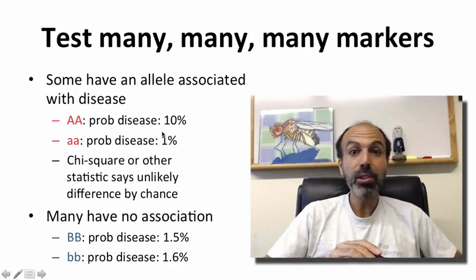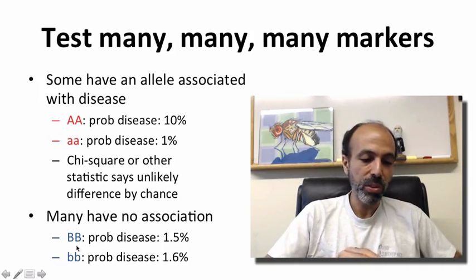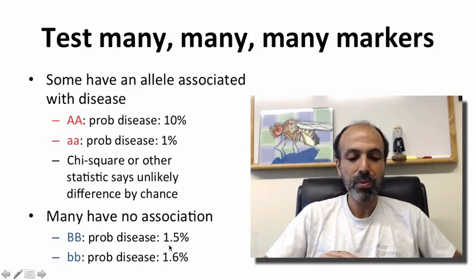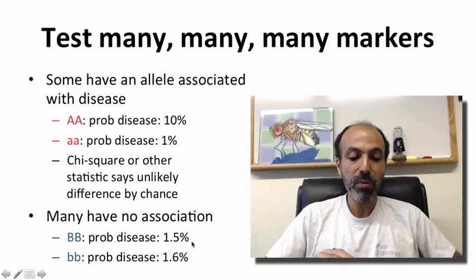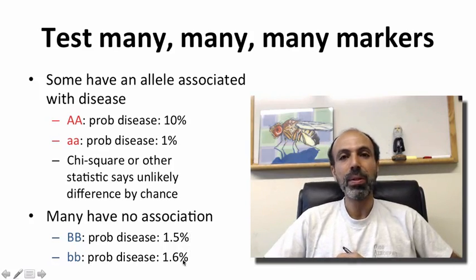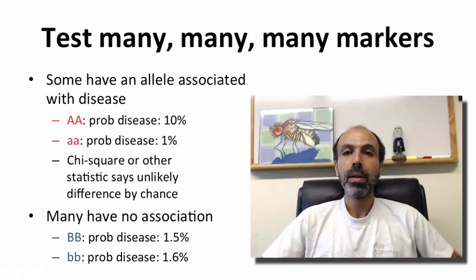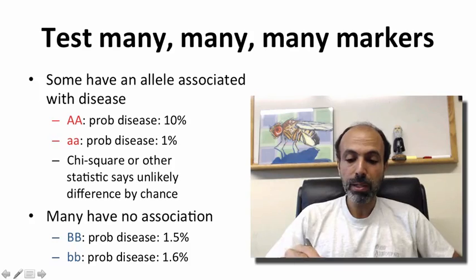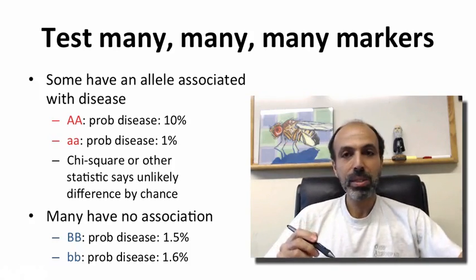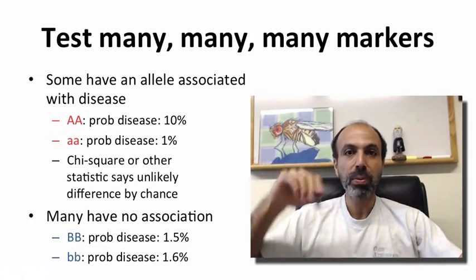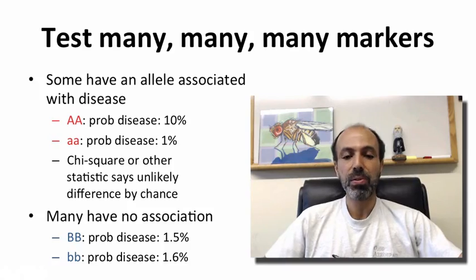Okay? In contrast, many other markers will have no association. So this B marker, for example, may have a probability of getting disease of 1.5%. Little b has a probability of 1.6%. So the difference between big B and little b is pretty trivial in terms of likelihood of getting the disease. Now, we discussed log plots when we were talking about genetic crosses. The same thing would apply with pedigrees. We do something very similar with association studies. We have these sorts of plots of association.